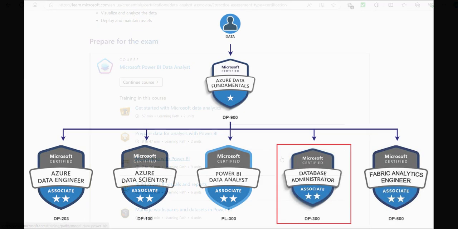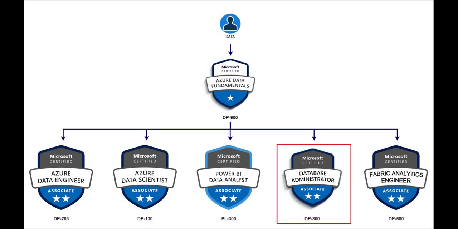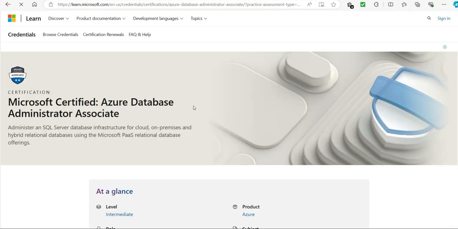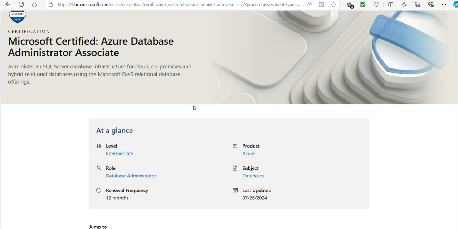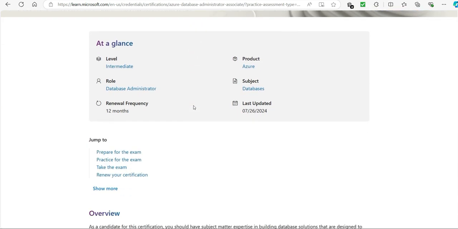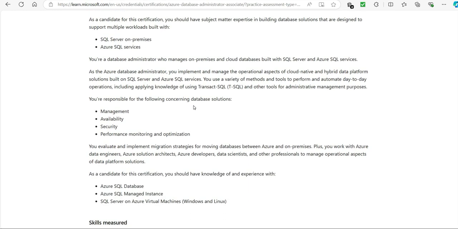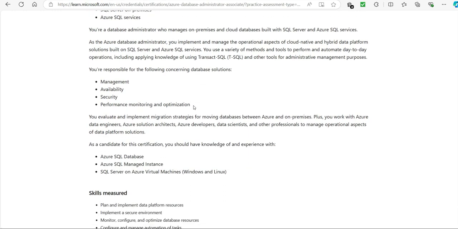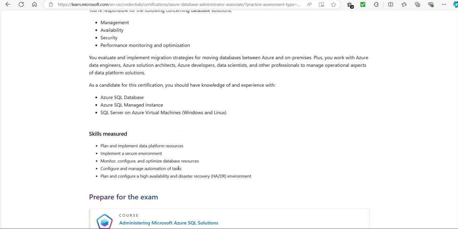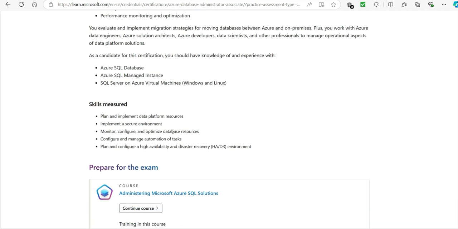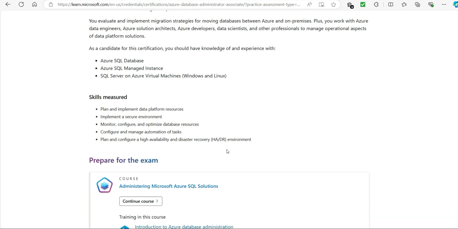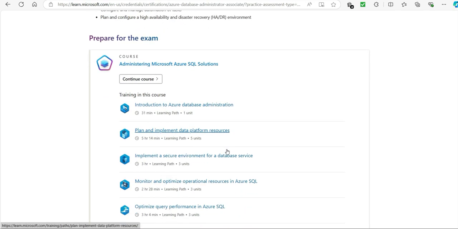Moving on, let's discuss DP300, Microsoft Azure Database Administrator Associate. As a database administrator, you will manage and maintain the operational aspects of cloud native and hybrid data platform solutions built with SQL Server and Azure SQL services. This certification covers planning, implementing, and managing database solutions to ensure their availability, security, and performance.